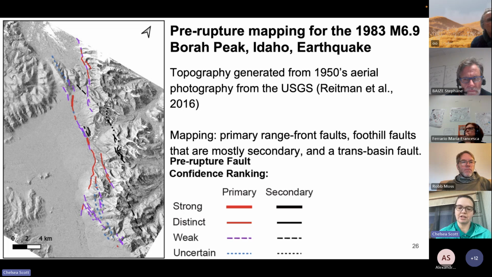We gave the students some guidance for these criteria, but also asked them to adapt them to be best for that local area. So this is looking on the left at the map for the Borah Peak earthquake, and this map was completed by a senior PhD student. The student mapped largely primary faults here along the range front, mapped some secondary faults along the foothills, and then this transbasin uncertain fault here.